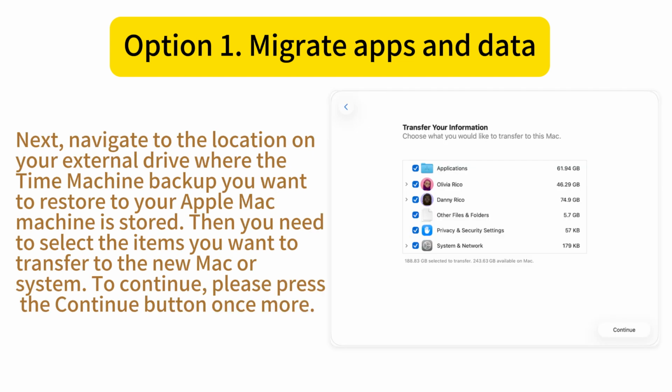Next, navigate to the location on your external drive where the Time Machine backup you want to restore to your Apple Mac machine is stored. Then you need to select the items you want to transfer to the new Mac or system. To continue, please press the Continue button once more.